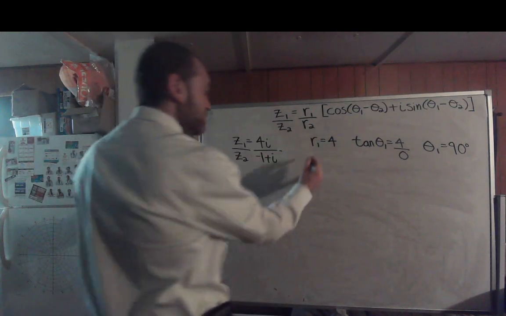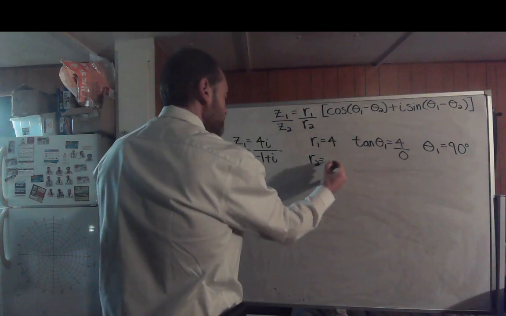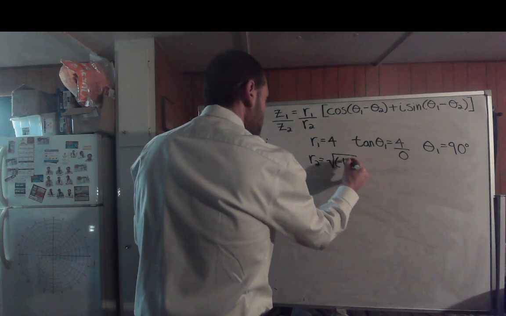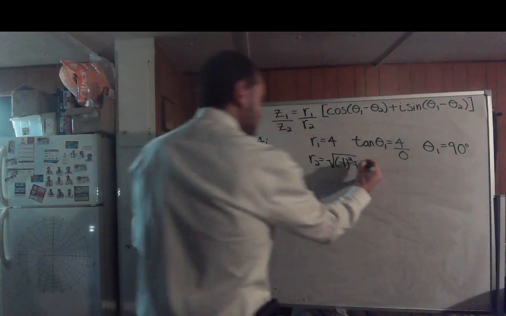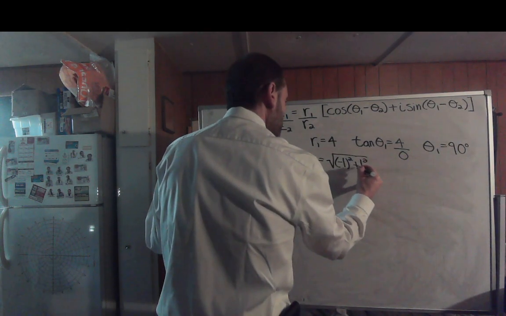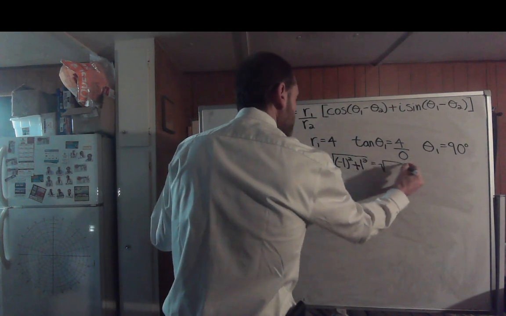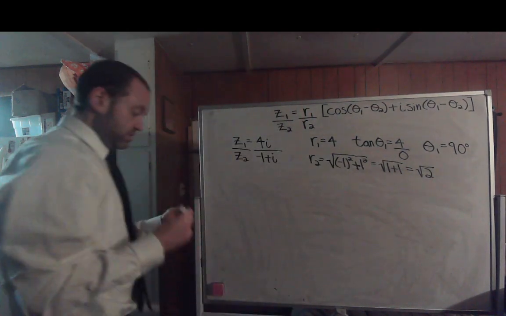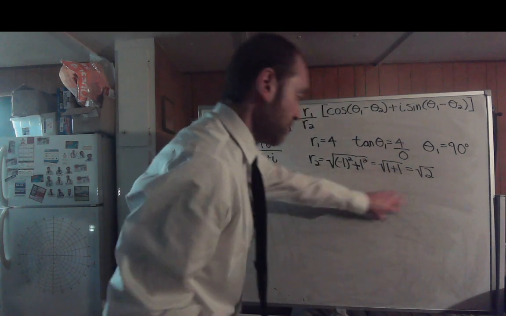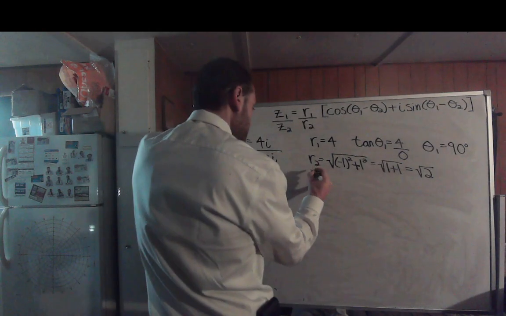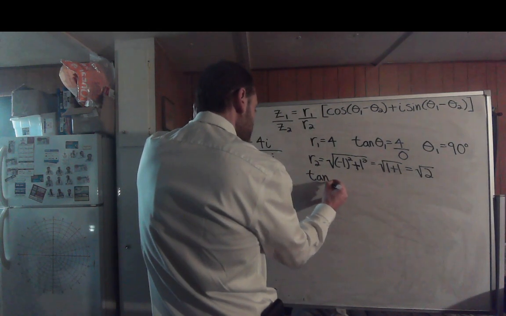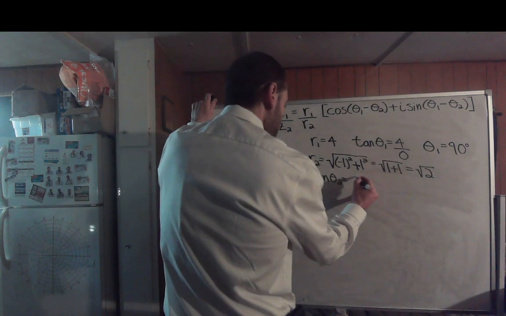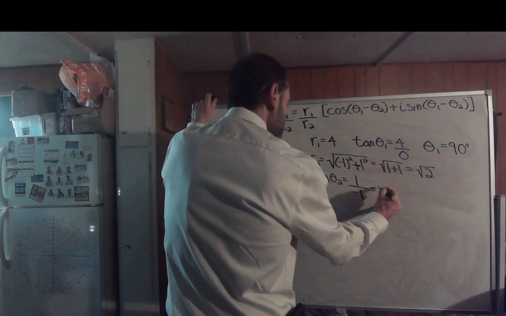Okay, let's go for r sub 2 now. r sub 2, that's going to be the square root of that negative 1 squared plus the 1 squared. So that's going to equal the square root of 1 plus 1, or simply the square root of 2. So r sub 2 is going to equal the square root of 2. Now let's find theta sub 2. So the tangent of theta sub 2, that's going to be equal to your b over a, which would be 1 over negative 1, or simply negative 1.